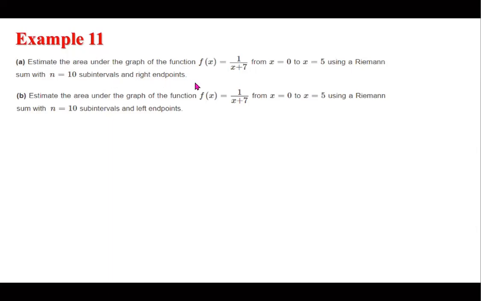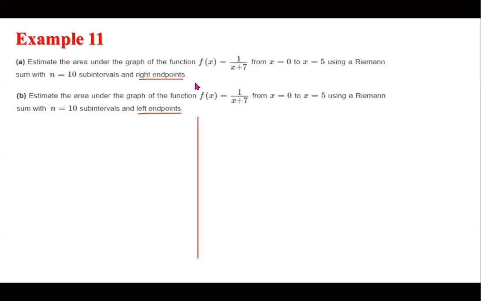So the first one has right endpoints, or right Riemann sum, and the second part is using the left endpoints, or left Riemann sum. Everything else is the same, but we have to use the left and right Riemann sum. There are a few standard steps that you need to remember in estimating the area under the curve using the Riemann sum.